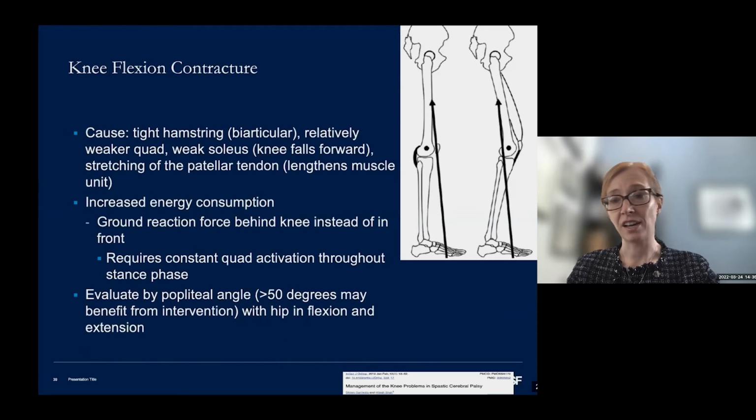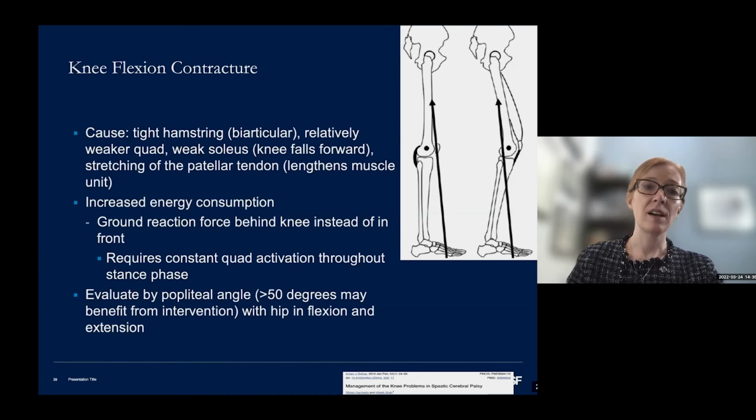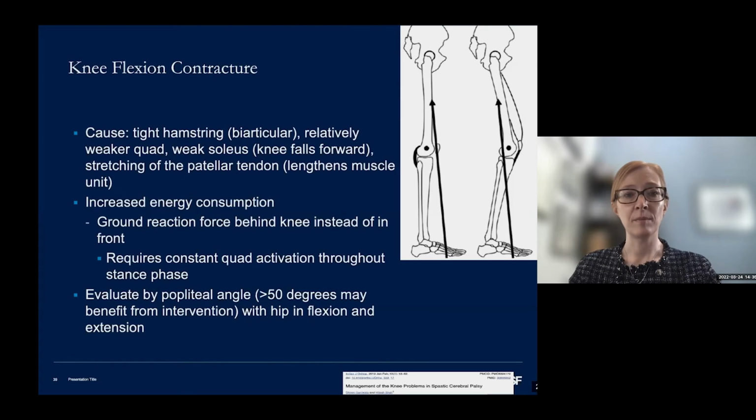We also treat a lot of knee flexion contractures in kids. As I said, the biarticular muscles, the hamstrings, are at high risk of contracture. And kids with cerebral palsy often have a relatively weaker quad. Also a weak soleus, allowing the knee to fall forward. And this also allows the patellar tendon to stretch out and lengthens the whole muscle unit, making it weaker.